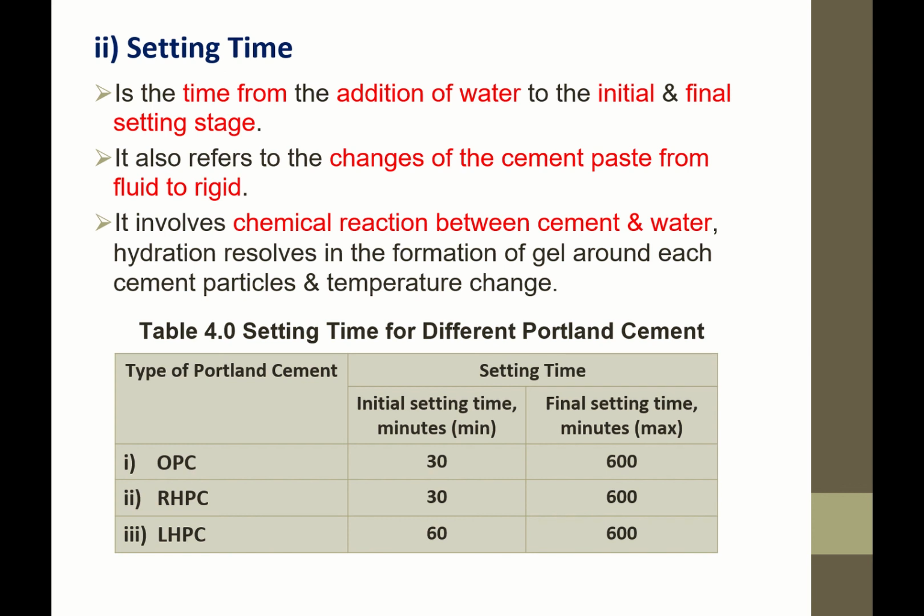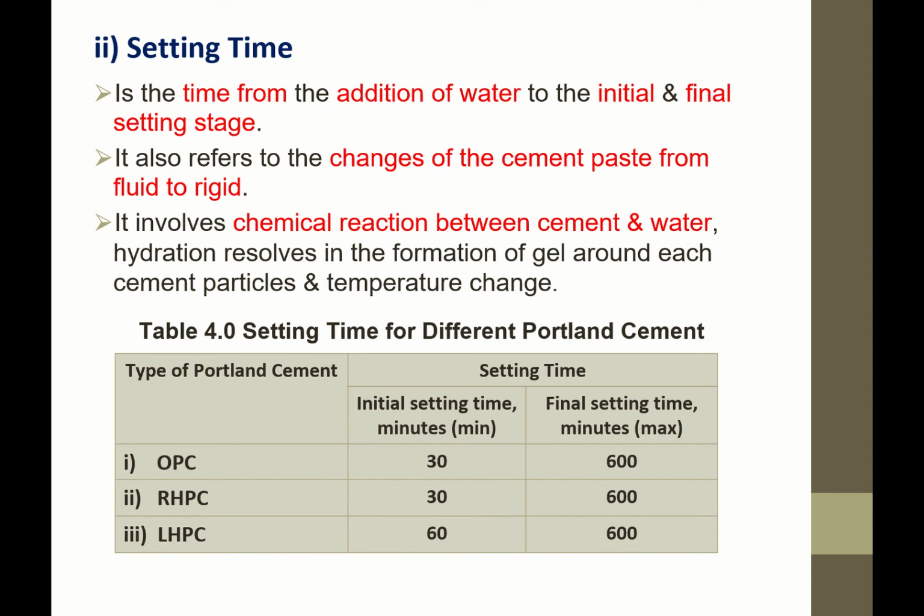Okay, let's look into setting time. It is the time from the addition of water to the initial and final setting stage. It also refers to the changes of the cement paste from fluid to rigid. It involves a chemical reaction between cement and water. Hydration results in the formation of gel around each cement particle and temperature changes. So as you can see, this is the process, and we look into time. Last time we looked into the chemical process. For setting time, we focus on time.